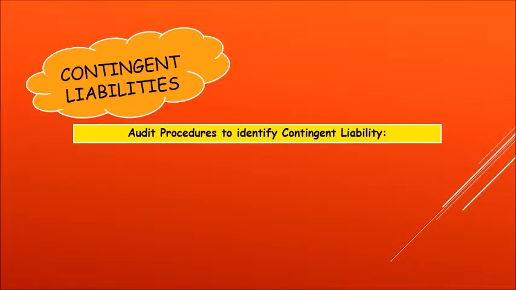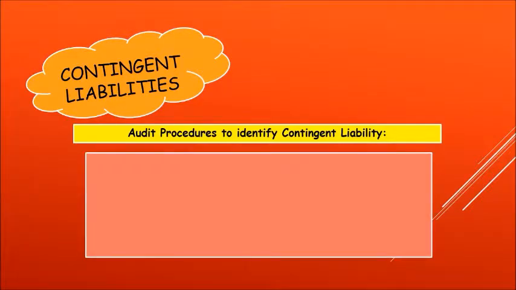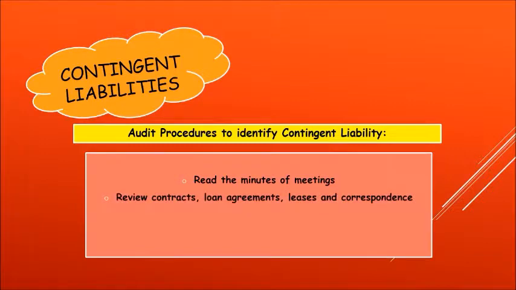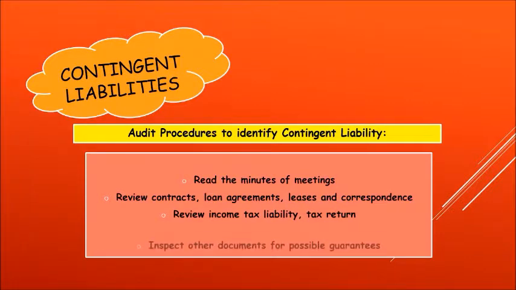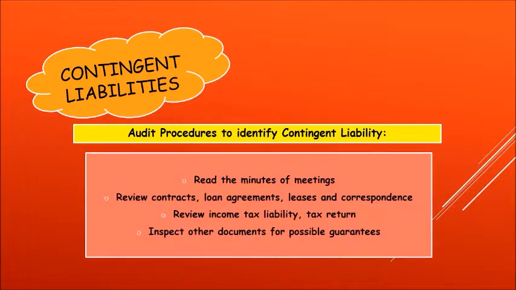Audit procedures for finding contingencies: A. Reading the minutes of meetings of those charged with governance, such as the Board of Directors and Audit Committee. B. Reviewing contracts, loan agreements, leases and correspondence. C. Reviewing tax returns, tax liability and tax authority reports. D. Inspecting other documents for possible guarantees.